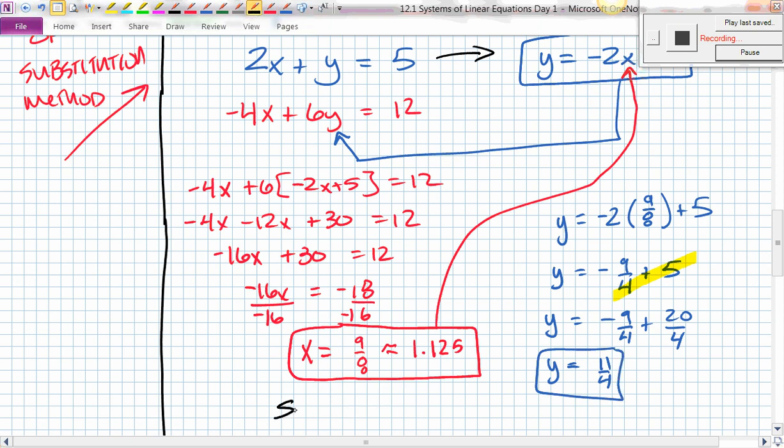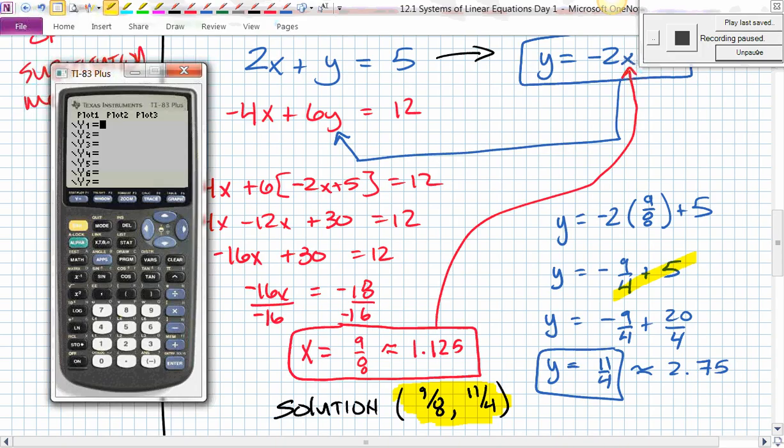My solution to my system has to be 9/8, 11/4. So just for reference, this is approximately 2.75. Is that right? Yeah, 2.75. No, buddy, hang it. 2 more boxes.